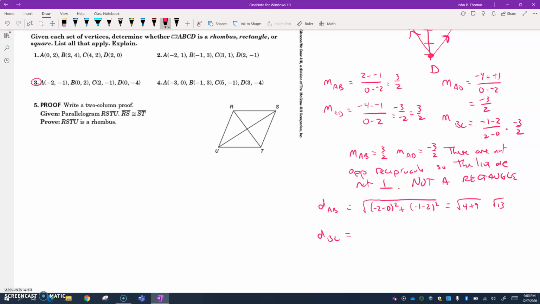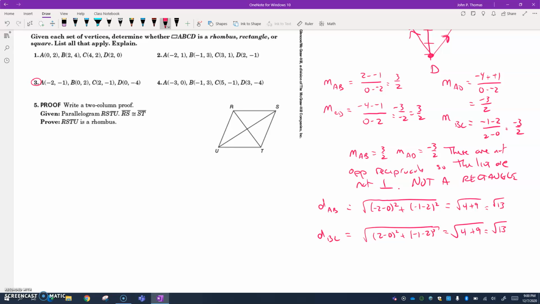For BC, I've got the square root of the change in x's, which would be 2 minus 0, plus the change in y's, which is going to be -1 minus 2, squared. That's going to be 4 plus 9, or root 13.